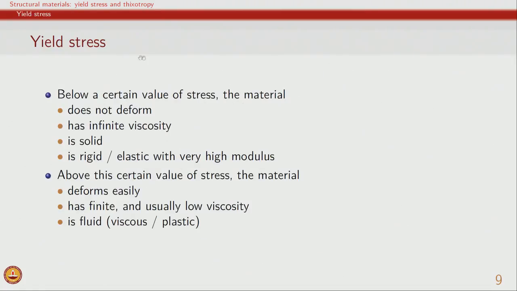So, therefore, in the materials that we will discuss in this course, we can also define something called a yield stress. Below a certain value of stress, the material does not deform, which means it remains very solid-like and its strain is very small. The other way of saying this is that it has an infinite viscosity. This is very important for many foods, for example, jam.